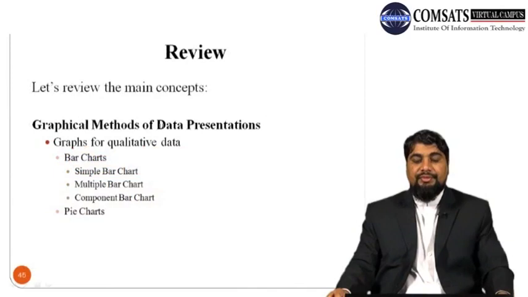So let us review the main concepts which are discussed in this lecture. So in this lecture we discussed the graphical methods of data presentations, and in particular we discussed how to construct graphs for qualitative data, and we discussed how to construct bar charts, then simple bar chart, multiple bar chart and the component bar charts, and we discussed their corresponding examples, and then we discussed the pie charts and the method of constructing a pie chart.